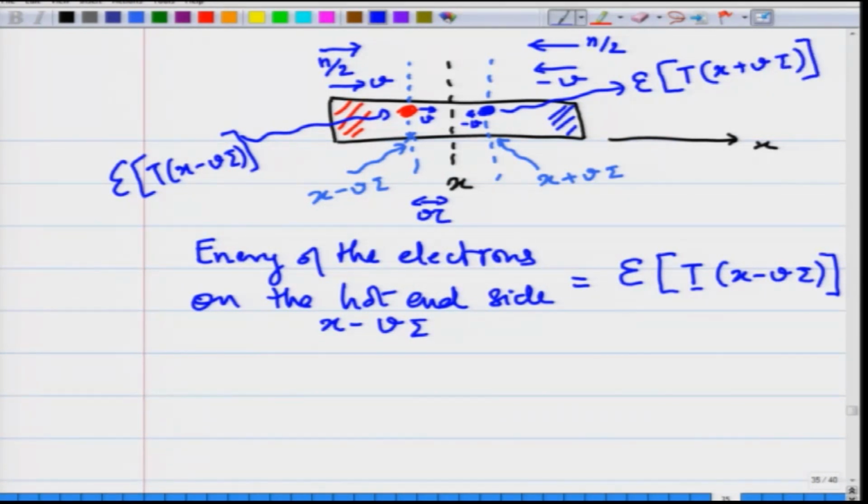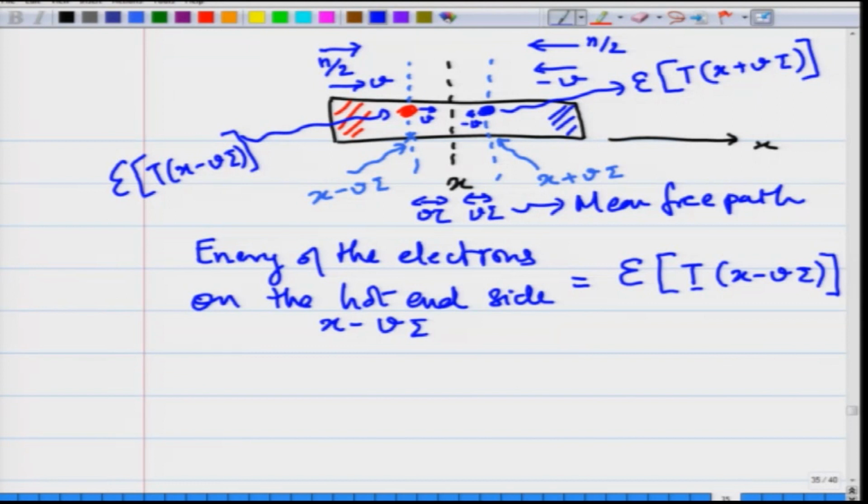And why are we using these v tau distance intervals? Because whatever electron is at x minus v times tau, it will carry its energy and momentum undisturbed to reach point x. Similarly, from x plus v times tau, the electron will move undisturbed without any scattering or collisions up to point x, because v times tau is the mean free path. So, there is very low probability of collisions for electrons within v times tau interval of x.